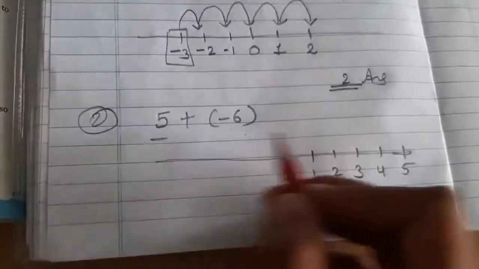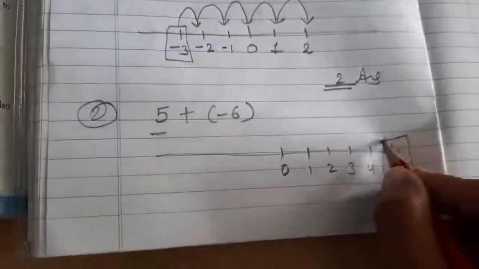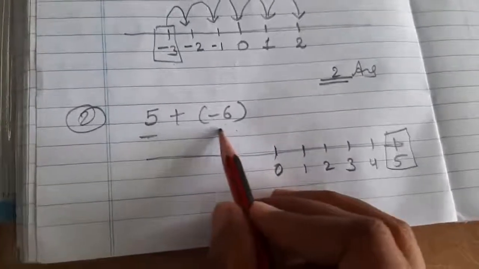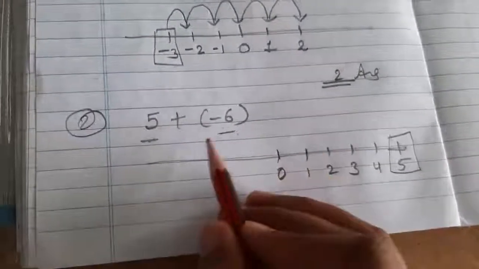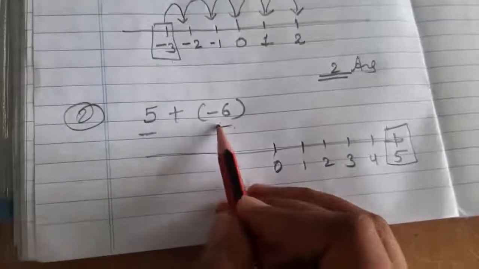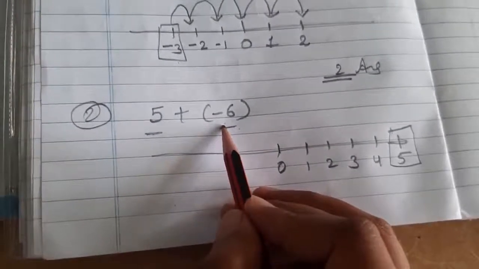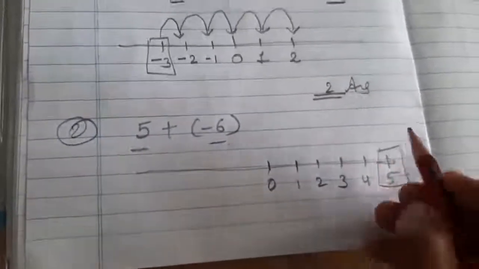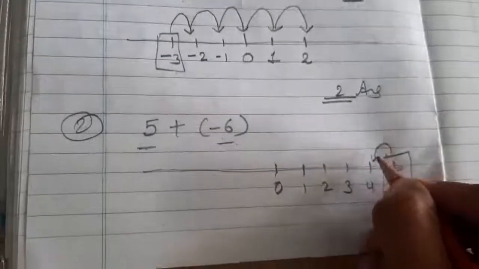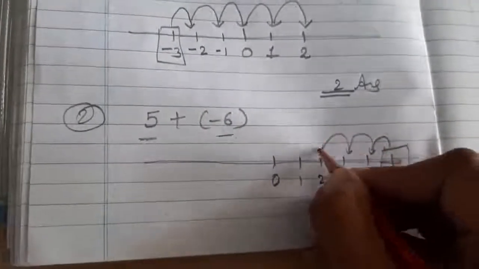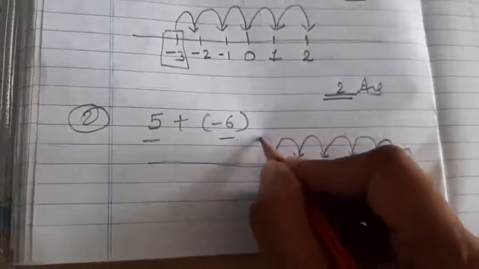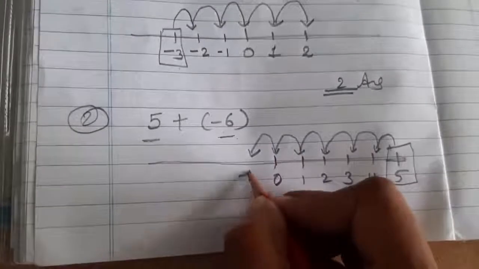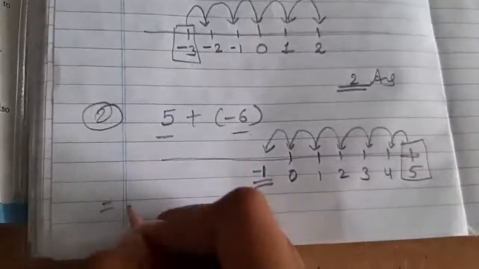I am fixing 5, and here is my starting point. Which step do I move? See, the next digit is minus 6. It means you are going in the left hand side direction. Negative integers mean you are moving in the left direction. How many steps? 6 steps. 1, 2, 3, 4, 5, and this is the 6. And what number will come before 0? Minus 1. Then your answer is minus 1.